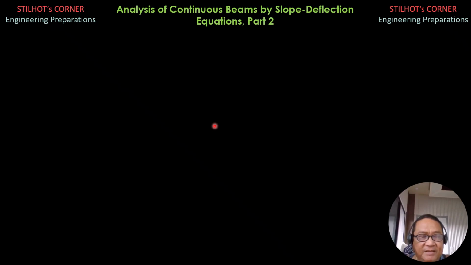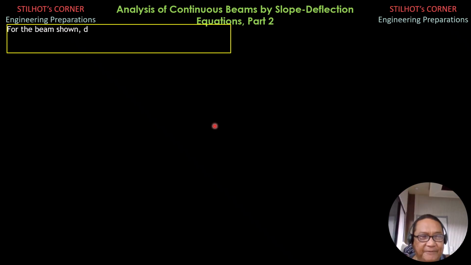Here is another video in structural analysis, particularly on the analysis of continuous beams by the slope deflection equations. And this is the second part. So here is the first problem. For the beam shown, determine the internal and external reactions at the supports by slope deflection equations.